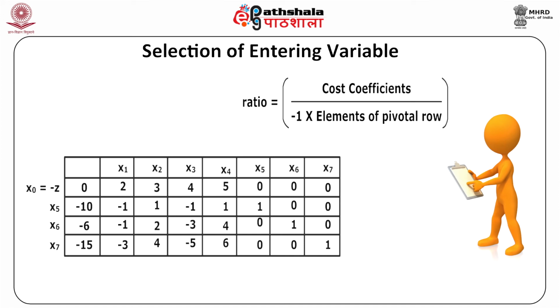Selection of the entering variable. Cost coefficients corresponding to all negative elements of the pivotal row are identified. Their ratios are calculated after changing the sign of the elements of the pivotal row. That is, ratio equals cost coefficients divided by -1 times the elements of the pivotal row. The column corresponding to the minimum ratio is identified as the pivotal column, and the associated decision variable is the entering variable. After applying the selection step to the LPP in the example, we get the following tableau.